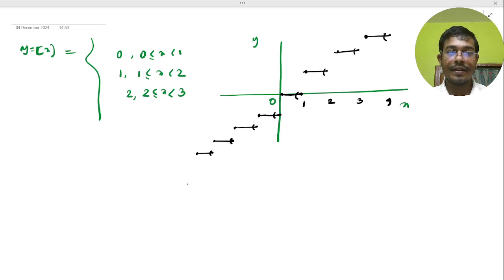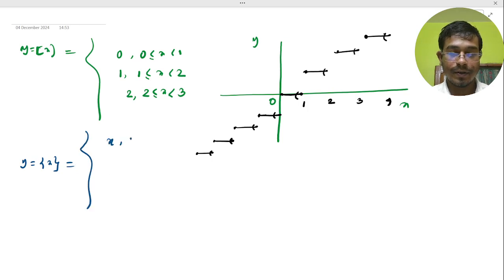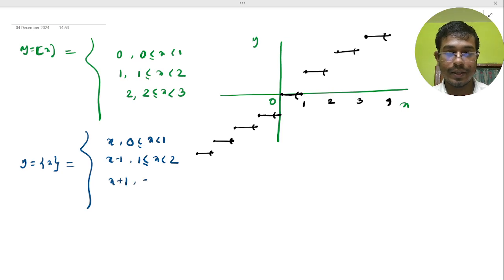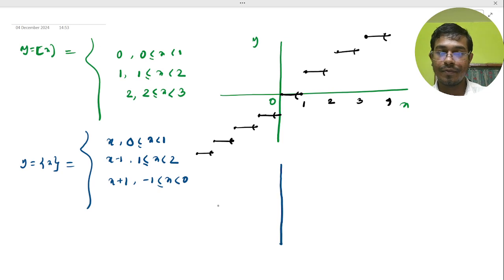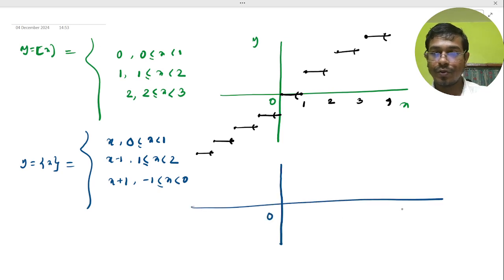And the other part, the fractional function, is defined as {x} is basically x for 0 less than or equal to x less than 1. This is the fractional function: x minus 1 for 1 less than or equal to x less than 2, and x plus 1 for minus 1 less than or equal to x less than 0. This is for the fractional function, and we have the graph plotting like that.